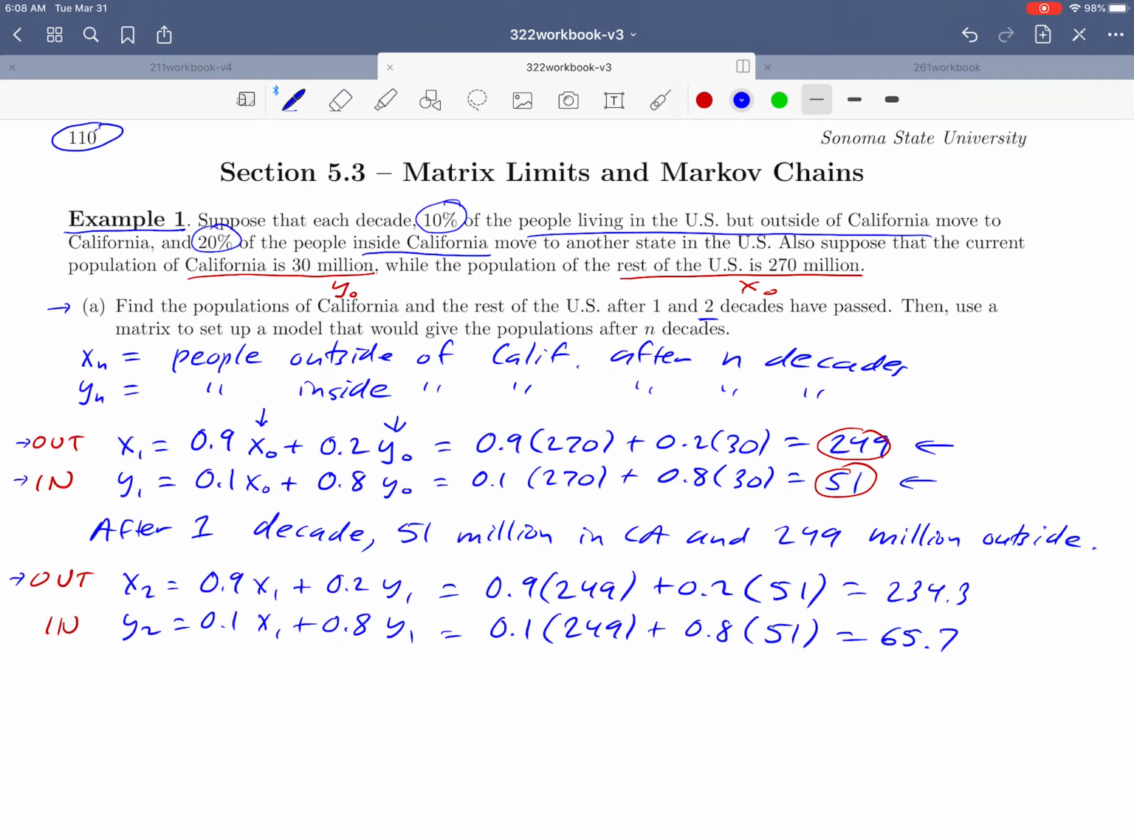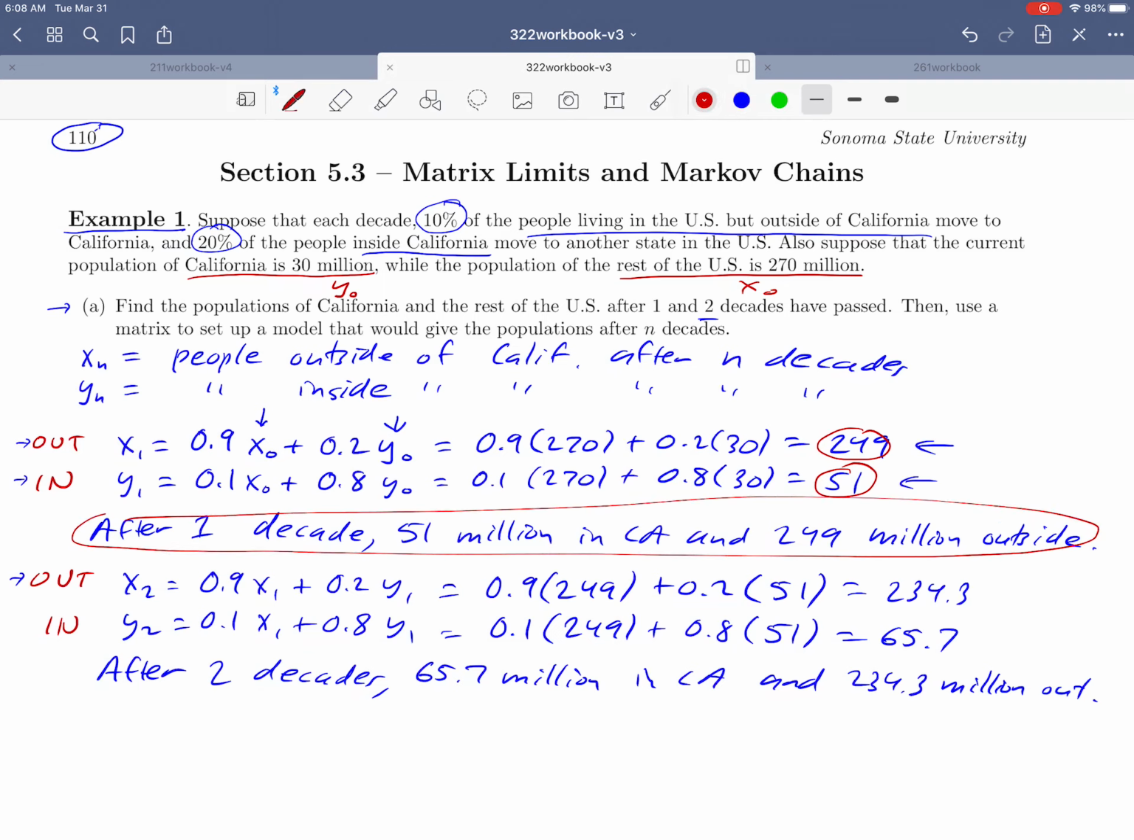Okay, so we have answered the first part of the question: what the populations are after 1 and 2 decades. Actually, let's write a quick sentence, like we did up above. So after 2 decades, we're just saying 65.7 million in, and 234.3 million out. I'll go ahead and circle those just to emphasize that those were our answers to the first part of the question. And now we're ready to move on to the second.